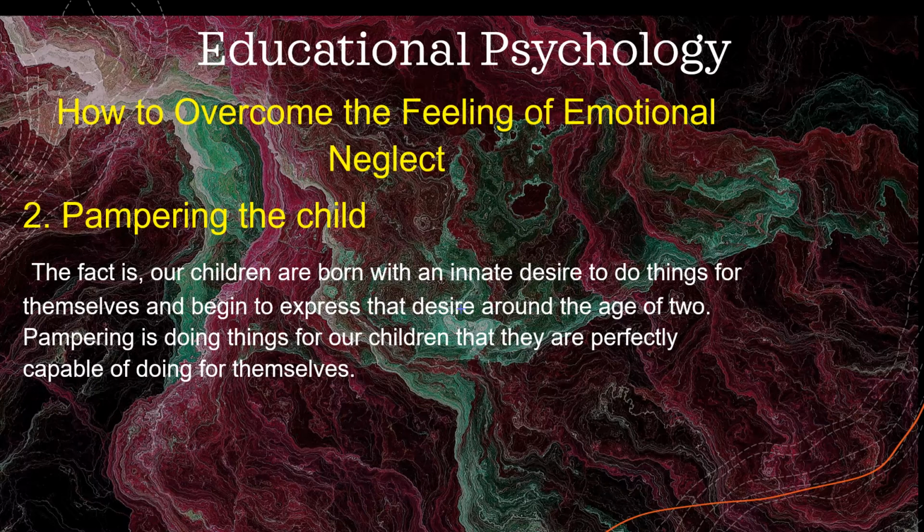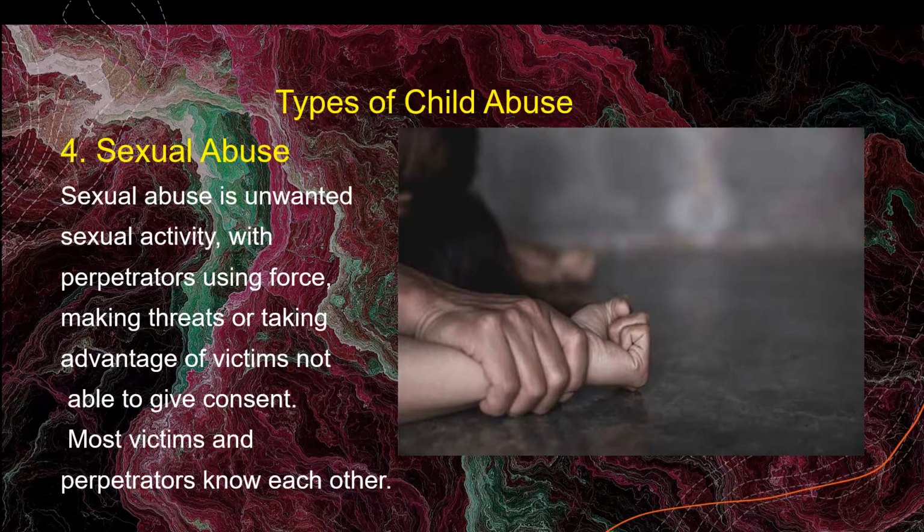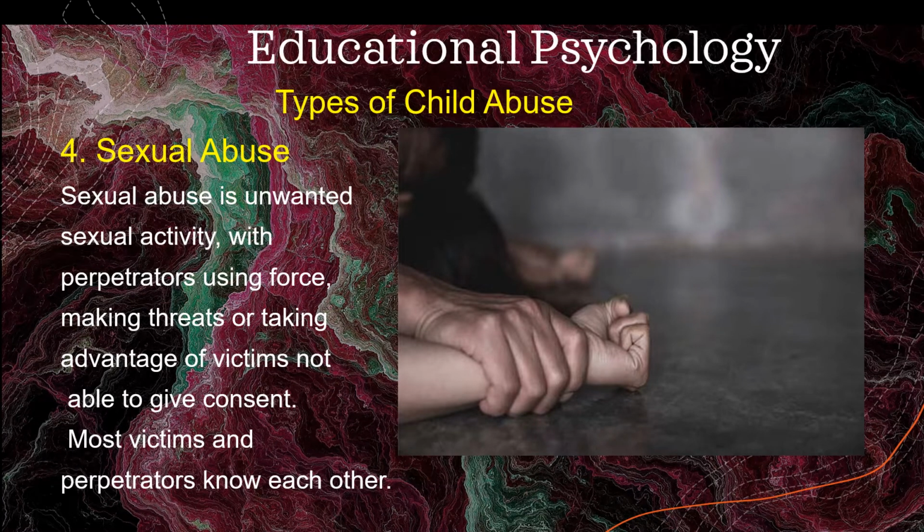So the four types of child abuse, the first is sexual abuse. So what is sexual abuse? It is unwanted sexual activity where perpetrators use force, make threats, or take advantage of victims not able to give consent. Most victims and perpetrators know each other.